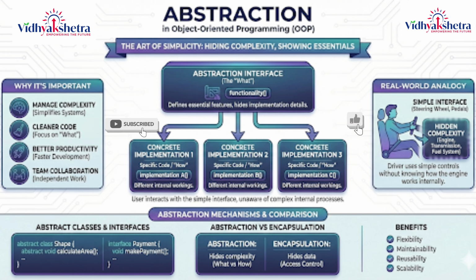Common mistakes in using abstraction. One common mistake is overusing abstraction, which can make code unnecessarily complex. Another mistake is creating abstractions that are too generic or poorly defined. Good abstraction should be simple, meaningful, and closely aligned with real-world concepts. Developers should create abstractions only when they provide clear benefits.